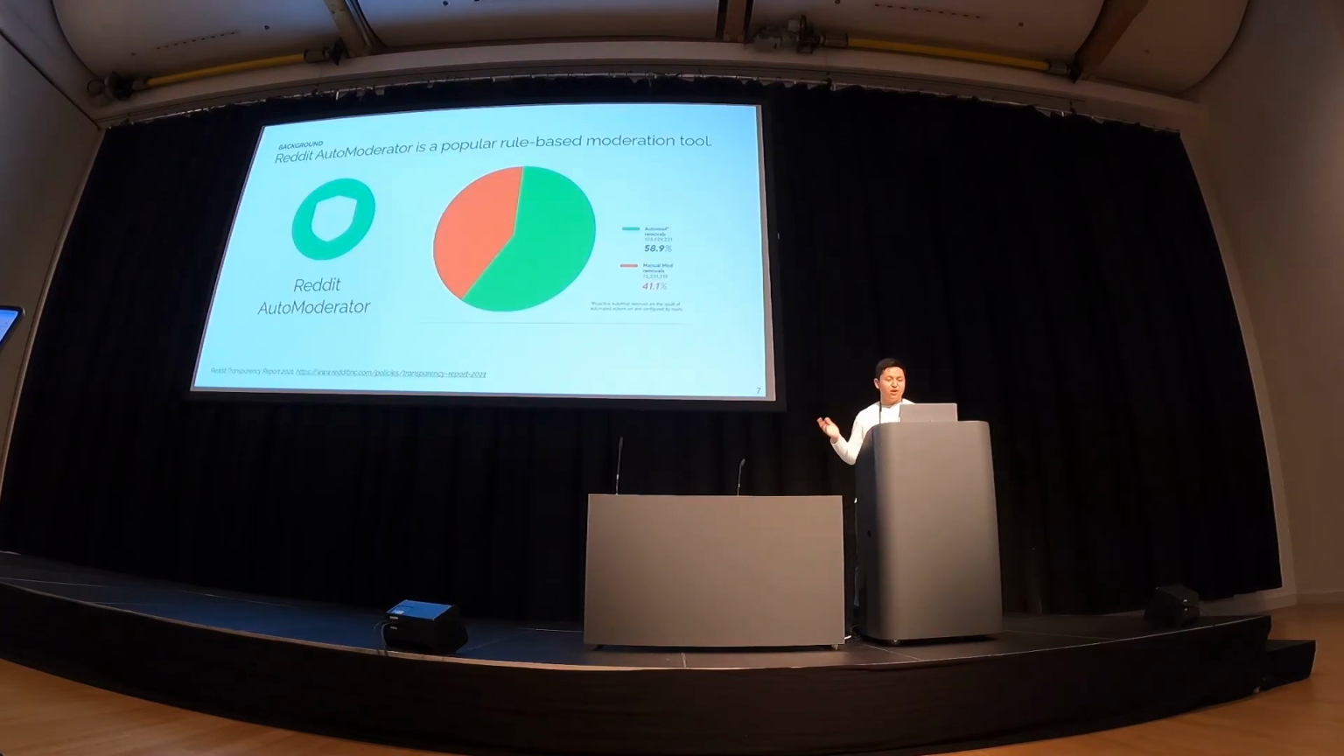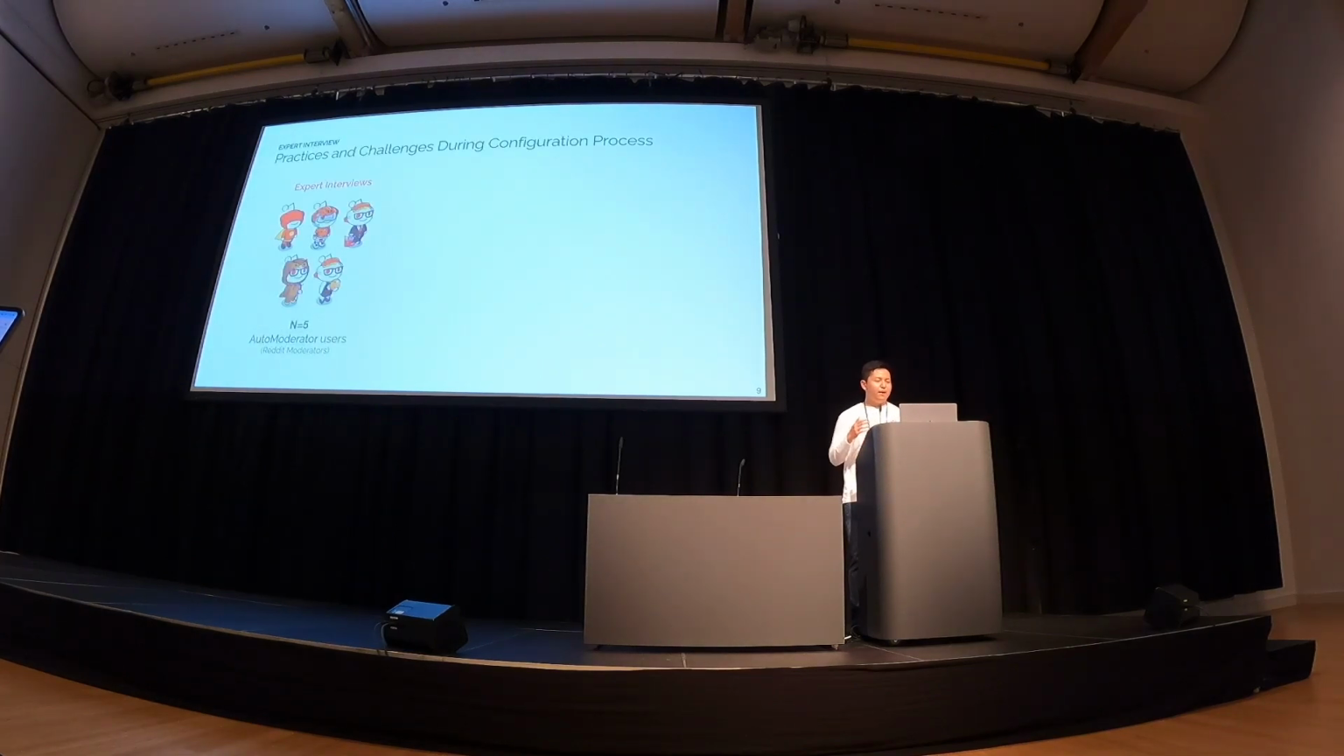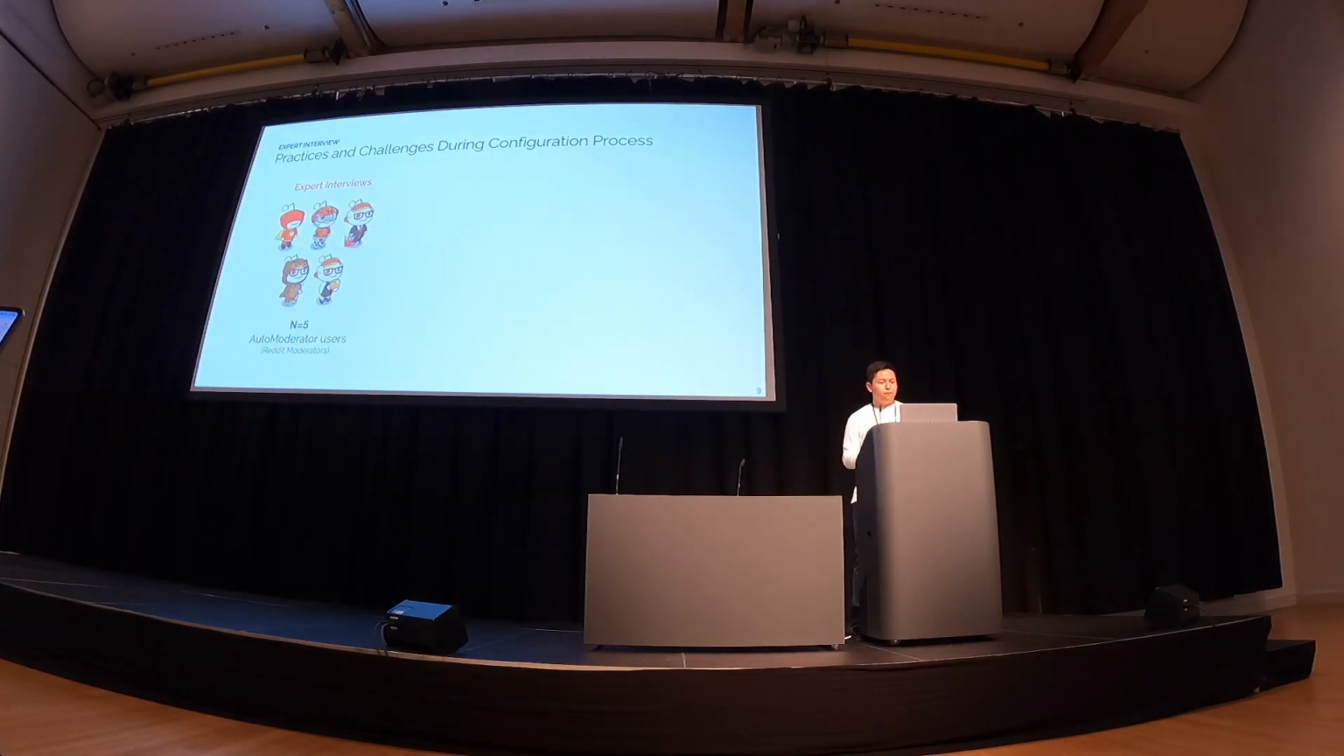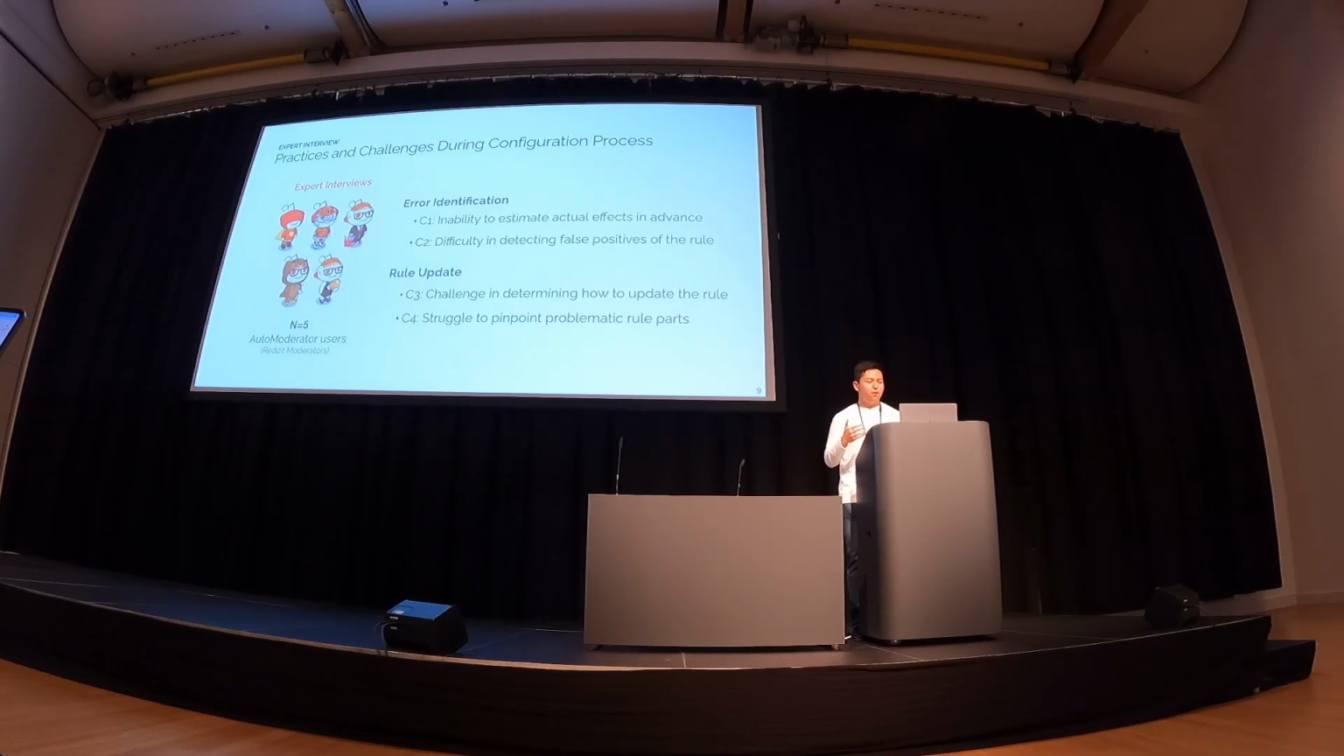In our study, we focus on Reddit AutoModerator, which is a default rule-based moderation tool on Reddit, and it's responsible for about 60% of their content removals. To learn about their practices and challenges with Reddit AutoModerator, we interviewed 5 AutoModerator users who are subreddit moderators. We found their configuration process has an iteration between error identification and rule updates. Also, we identified 4 challenges: inability to estimate actual impacts in advance, difficulty in detecting false positives of the rule, challenge in determining how to update the rules, and struggle to pinpoint problematic rule parts.